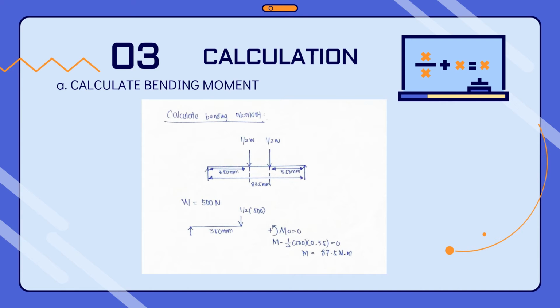Next, I will be explaining about the calculation. A, calculate the bending moment. As you can see, based on the results given above, we have 5 kinds of weights, from 100 until 500 Newton. I took one of them, which is 500 Newton, to calculate the moment. Using the moment calculation, M equals 500 divided by 2 times the distance 0.35, and you get 87.5 Newton meter.